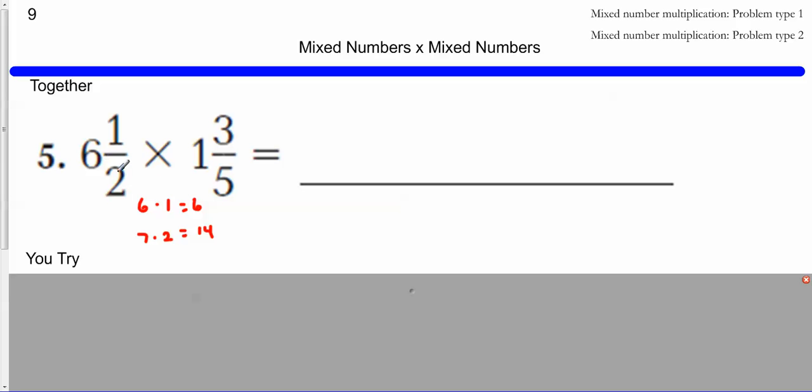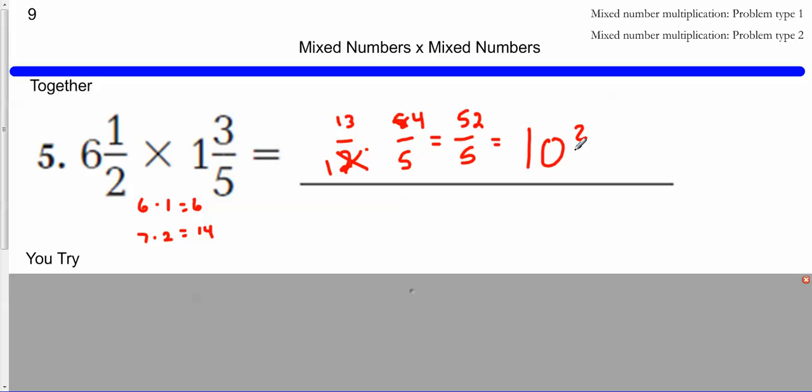Right? So I've got 13 over 2 times 8 over 5. Can't simplify the 5 and the 13, but I can simplify the 8 and the 2. So 13 times 4 is 52 over 5, which gives me 10 2/5. How did you do that in your head? I have years of math experience. Plus, it's a basic fact. Just division. That's all it is.